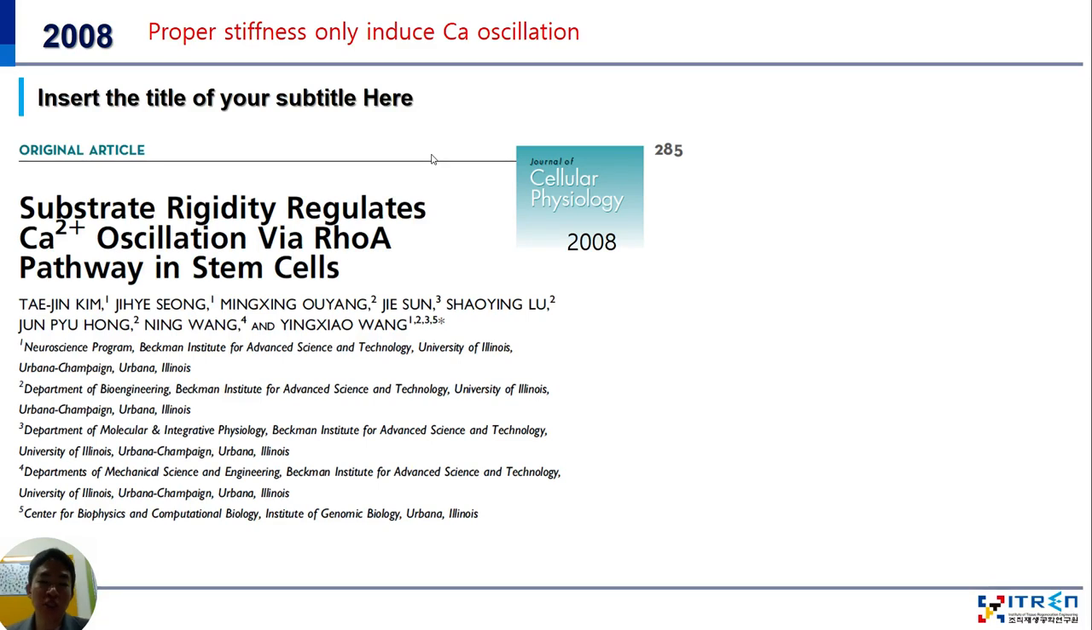So this is another paper regarding substrate rigidity regulating calcium oscillation via the Rho-Wave pathway in human stem cell. Published in 2008. This Taejin Kim is one of our collaborators who is working at Busan National University with us. When he was a postdoc at the University of Illinois, he published this paper.